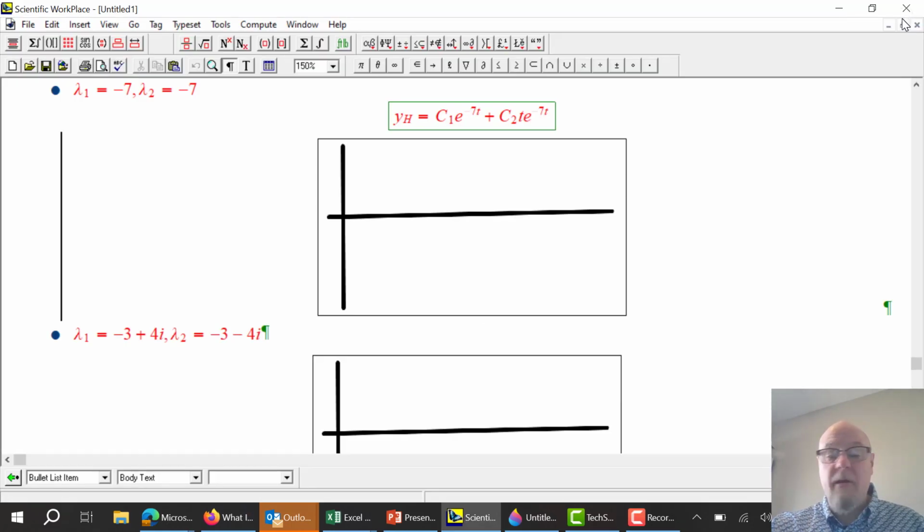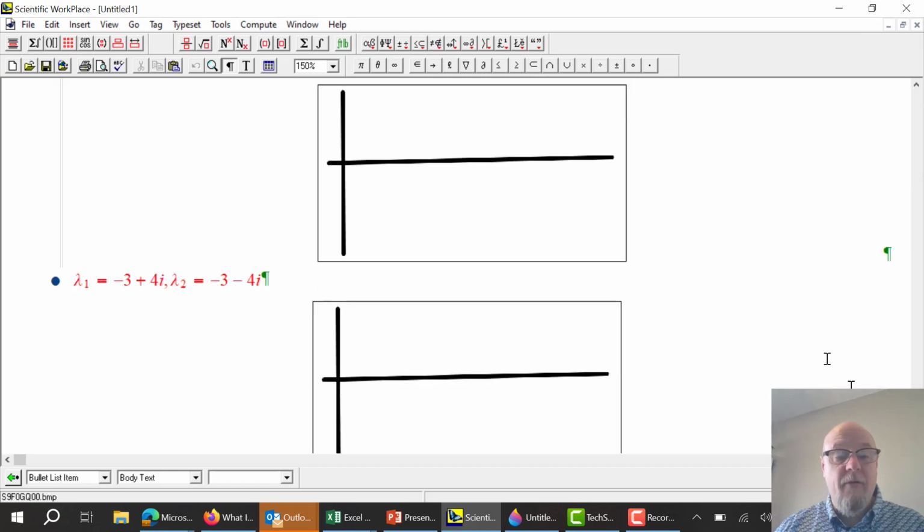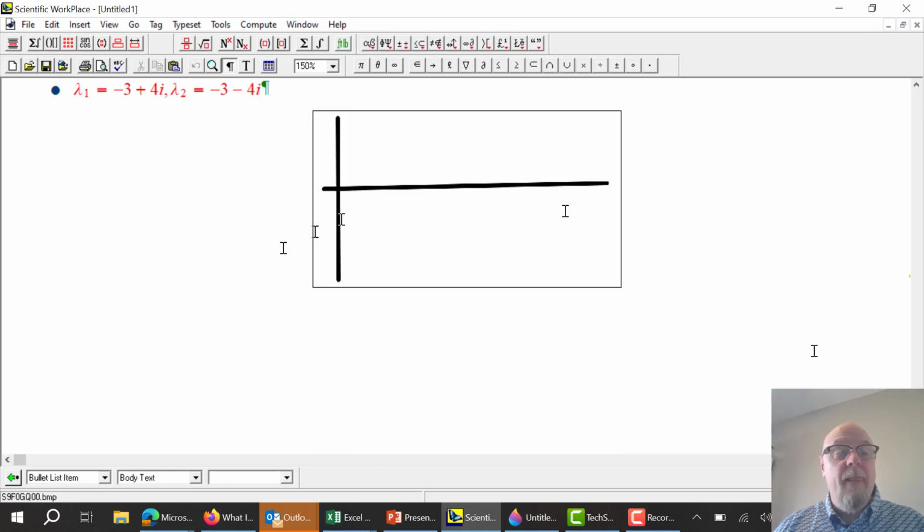The last example has a complex conjugate pair of eigenvalues. We've got minus 3 plus or minus 4i.